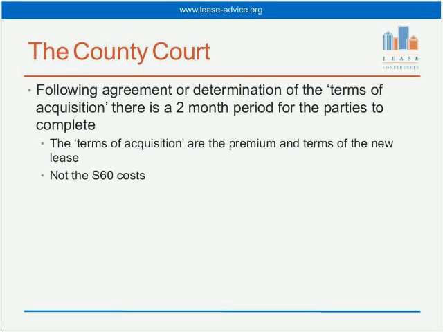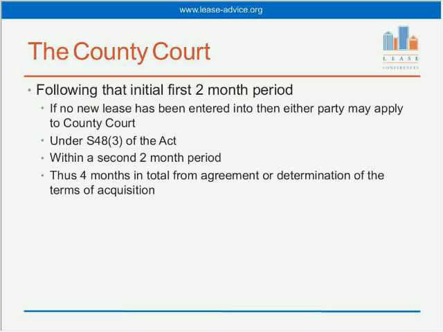Now, County Court can get involved again. Following agreement of the terms of the new lease, including the price, or determination of them by the tribunal, there's a 2-month period called the appropriate period for the parties to complete. As I said earlier, terms of acquisition doesn't include the Section 60 costs. Now, following that initial appropriate period, if no new lease has been entered into, either party may apply to the County Court for a vesting order, compelling completion of the lease, or withdrawal of the notice. And that's to be made within 2 months. So there's 4 months in total from agreement or decision of the terms of acquisition by the tribunal.